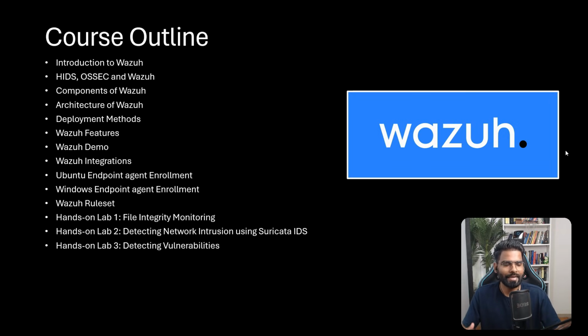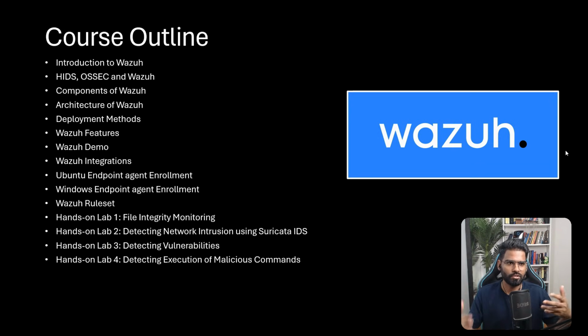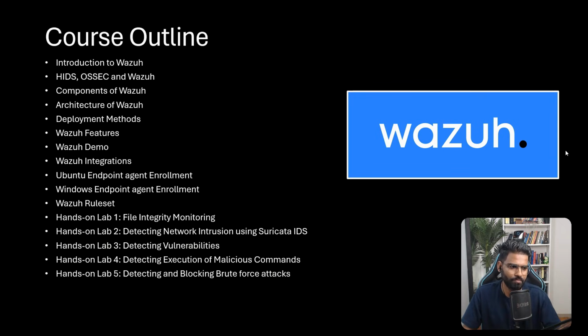Third, we will be detecting vulnerabilities using the Wazuh platform. Fourth, we will be detecting execution of malicious commands. Remember, these are all commands that are malicious or suspicious, you could say. Next, the fifth lab would be on detecting and blocking brute force attacks. We will be creating rules such that they can detect the alert, and we are also going to use an inbuilt capability of the Wazuh platform called active response to block those attack attempts.